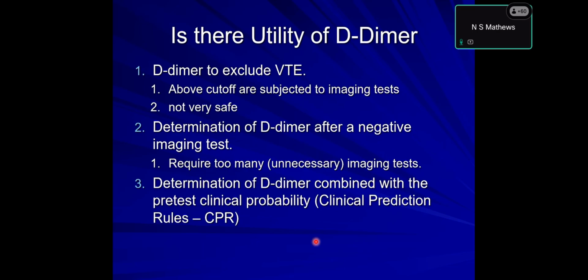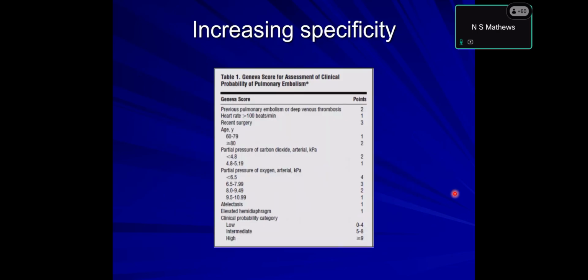Next is determination of D-dimer combined with the pretest clinical probability. This is probably the right combination to decide whether a person has a risk for a venous thromboembolic event or a venous thrombotic event. So the clinician's prediction tools. So there are some scores, for example, what ensures that the test increases specificity.